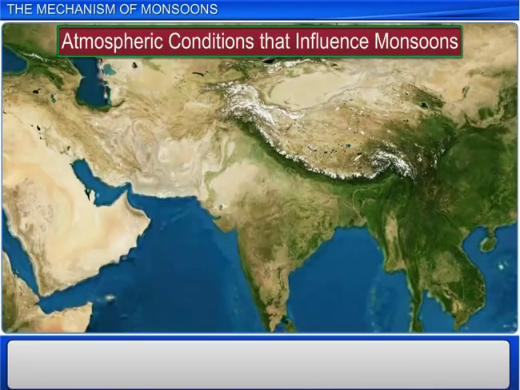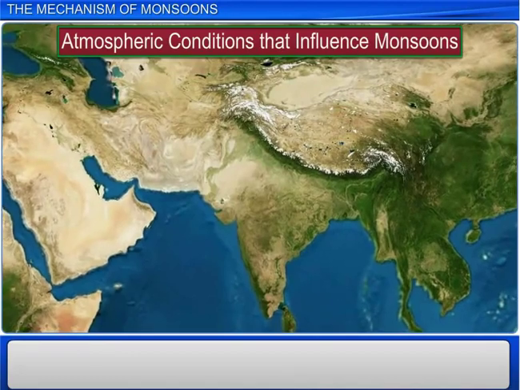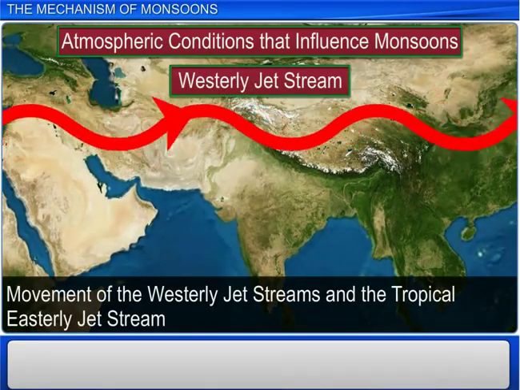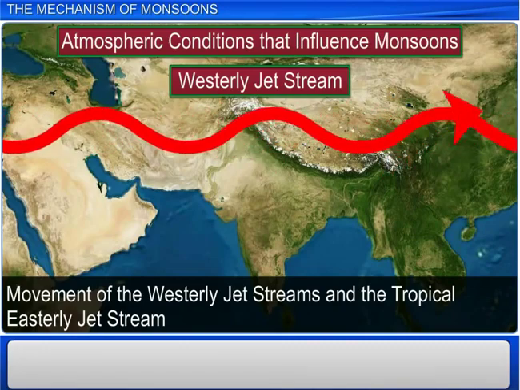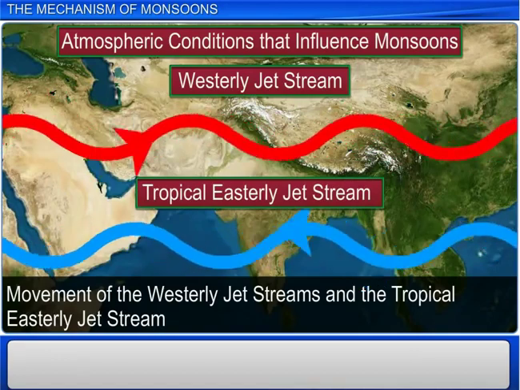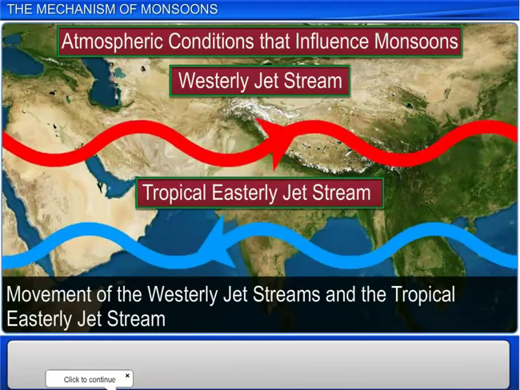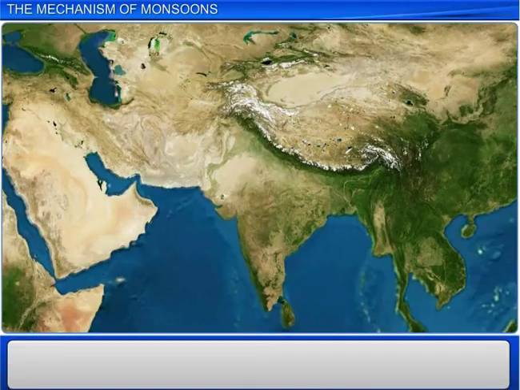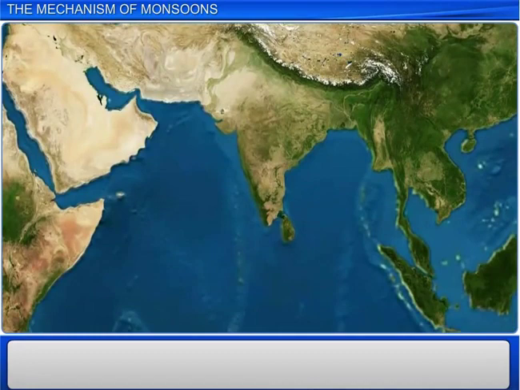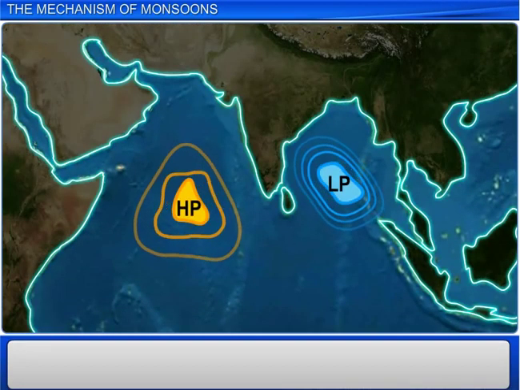The fifth condition develops during the summer due to the movement of the westerly jet streams to the north of the Himalayas and the presence of the tropical easterly jet stream over the Indian peninsula. Apart from these conditions, changes in pressure over the southern oceans also affect the monsoons.